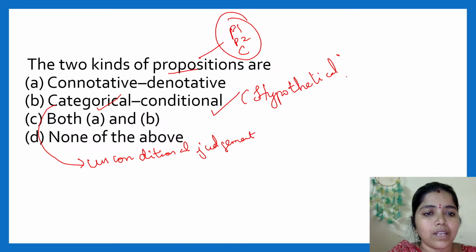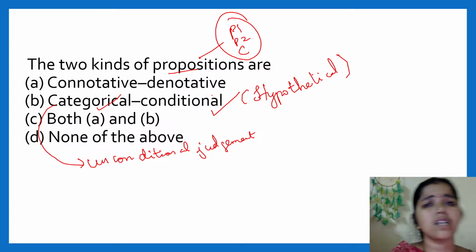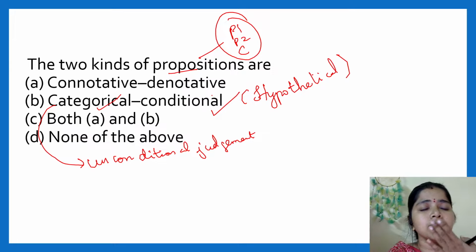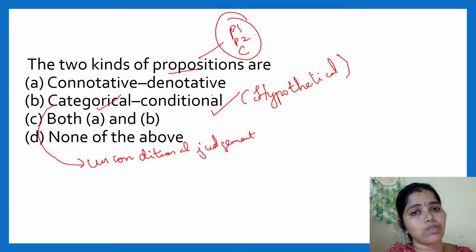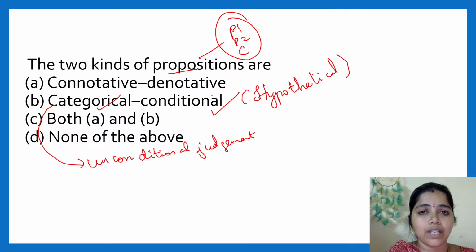This hypothetical is based on conditional judgments. It means what? Conditional means, see, if it rains today, tomorrow I will not be able to go to college. It is conditioned there. There is a condition there, and that we call a hypothetical proposition.